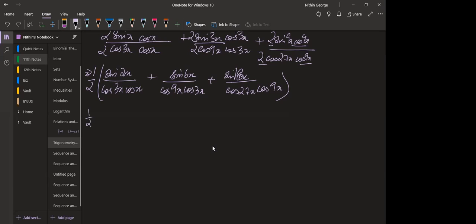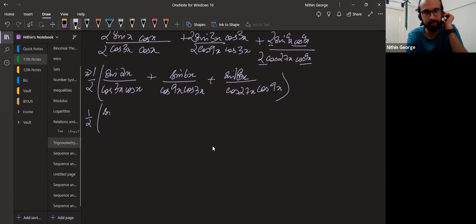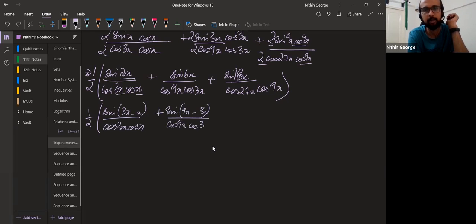Formula in the denominator so that it becomes cos 4x? Two people said cos correctly. Both of you are right. This sin 2x I'll write as sin of 3x minus x, just because I see the denominator here, divided by cos 3x cos x, plus sin of 9x minus 3x divided by cos 9x cos 3x, plus sin of 27x minus 9x divided by cos 9x cos 3x.